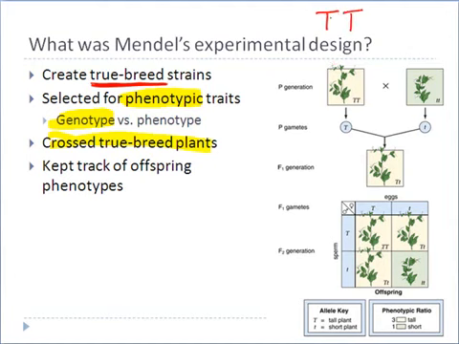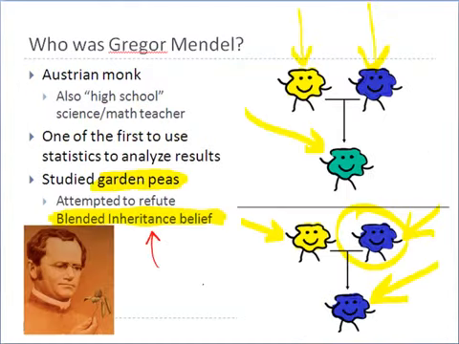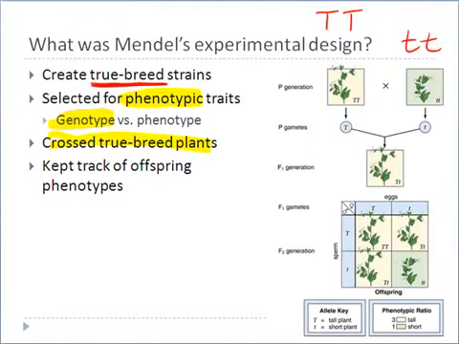It had two dominant alleles for having a tall height, and he crossed it with a true breeding short plant. I'm going to represent the short allele with two small t's, and he wanted to see what would happen. Now the blended inheritance belief would have predicted that all the plants out of that union would be of medium height. What Gregor Mendel found when he crossed these two together was that all of the offspring of the first generation, what he called the F1 generation, were all tall.